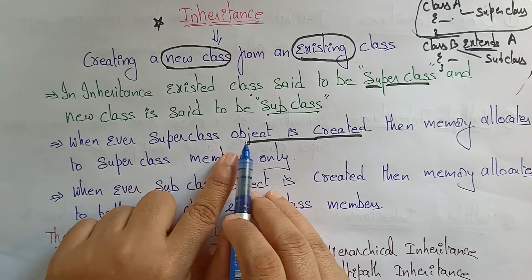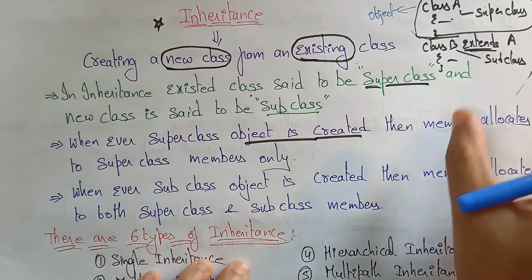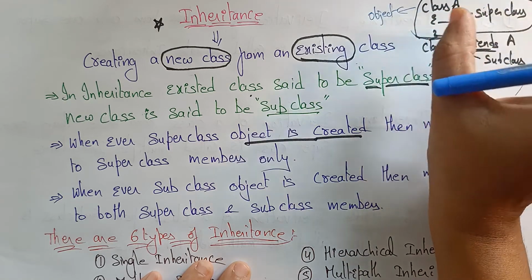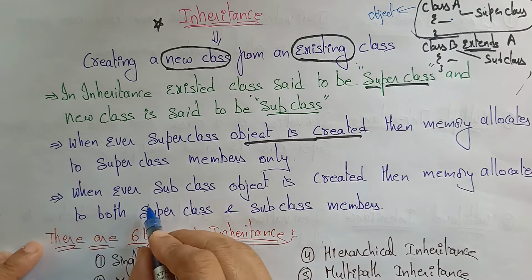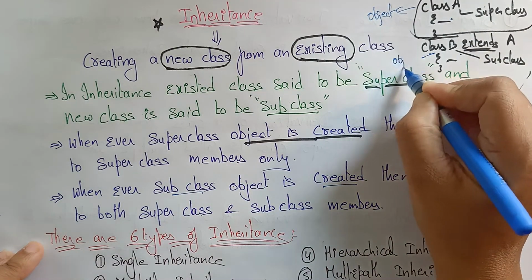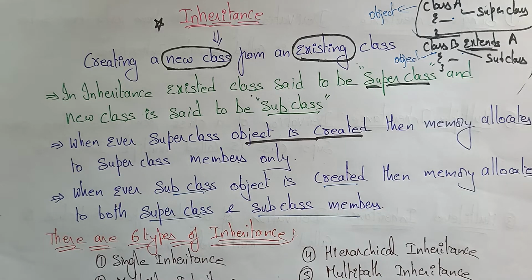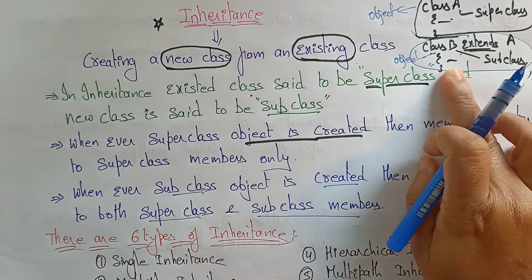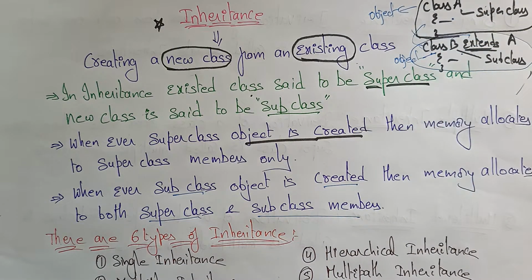Remember, whenever an object is created for the superclass, memory is allocated only to the superclass members, whatever the members are: static members, variables, interfaces or methods. Whenever a subclass object is created, that is, an object for class B, then memory is allocated to both the superclass as well as the subclass members.